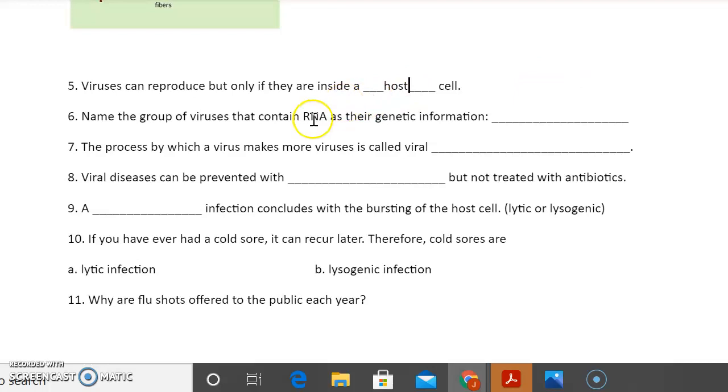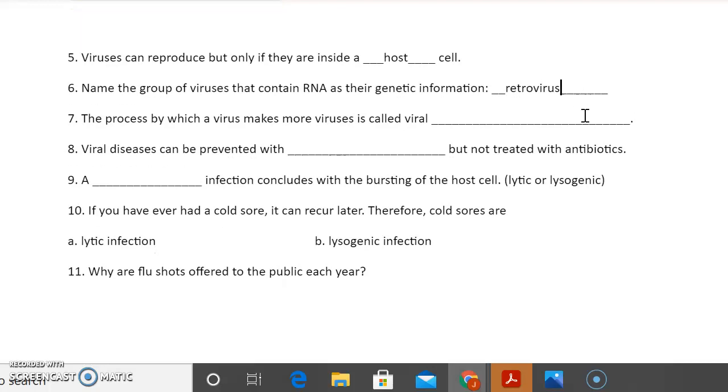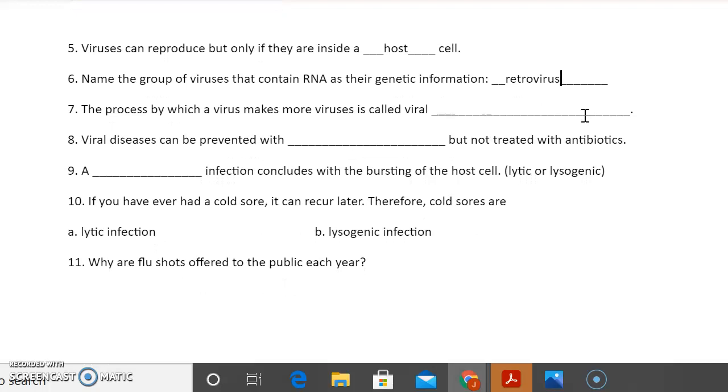Name the group of viruses that contain RNA as their genetic information. So RNA, that starts with an R. So that's going to be retrovirus, that starts with an R. Retrovirus. Number 7, the process by which a virus makes more viruses is called viral replication. Viral replication, they're going to replicate.